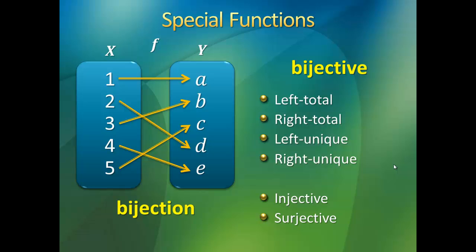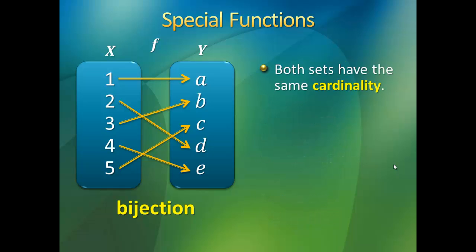Bijective functions are special for two particular reasons. First of all, if we can find a bijective function between two sets, then that means that both sets have the same number of elements in them. We would say that they have the same cardinality. We'll talk more about cardinality later.